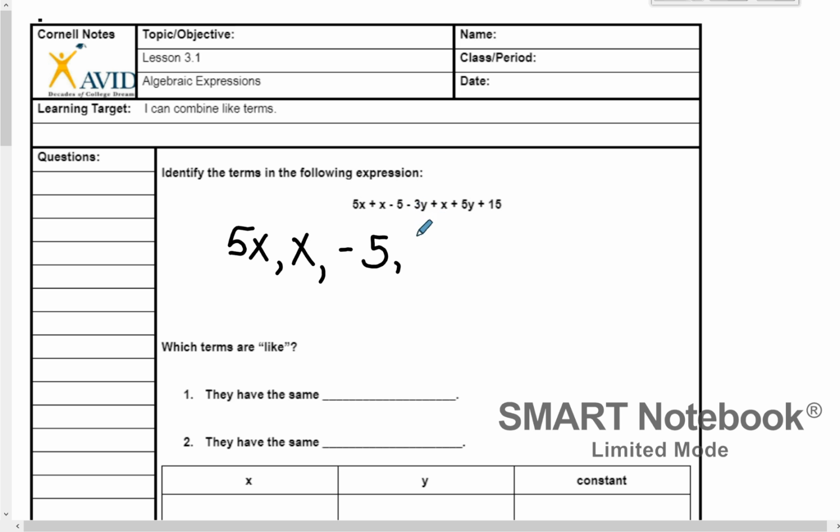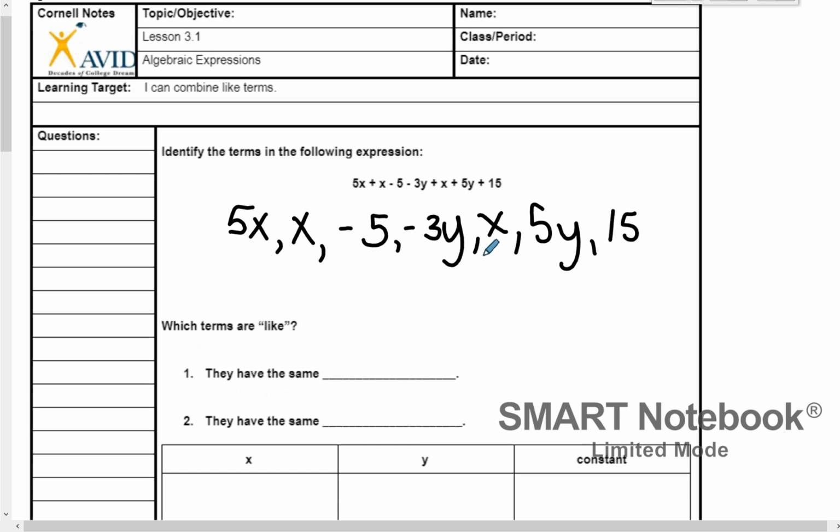Okay, so then our next term would actually be a negative 3y. Next term would be x. Next term would be 5y. Next term would be 15. The only new information to us here is just that the subtraction sign comes with the term that it's in front of. So a minus 3y, a negative 3y, is a term.